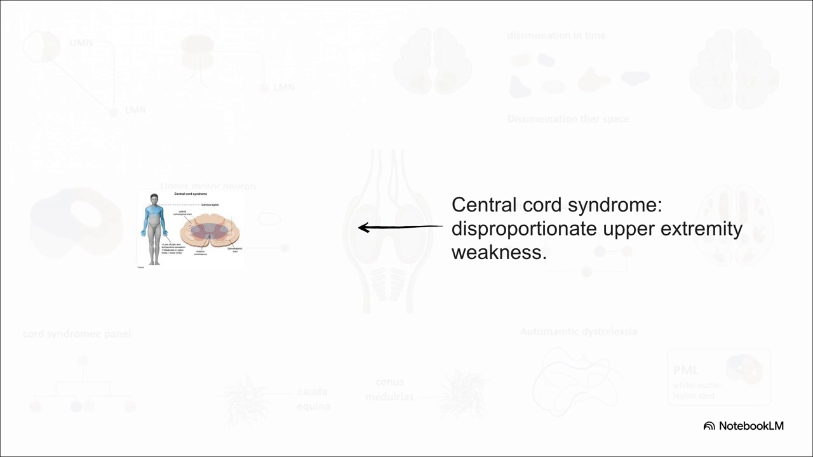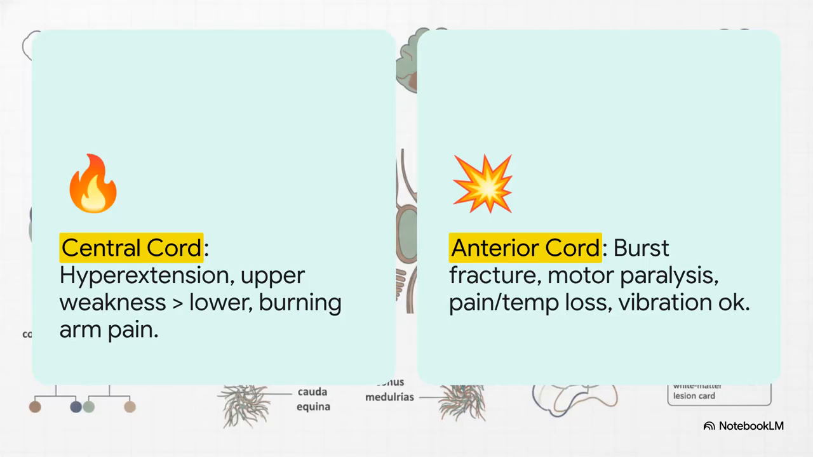They also often complain of a burning pain in their arms and might have some localized pain and temperature deficits. Now compare that to anterior cord syndrome. This one is driven by vertebral body burst fractures or an anterior spinal artery injury. The result? Complete bilateral motor paralysis and a total loss of pain and temperature sensation below the lesion.